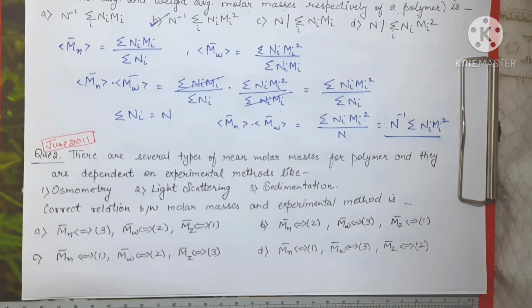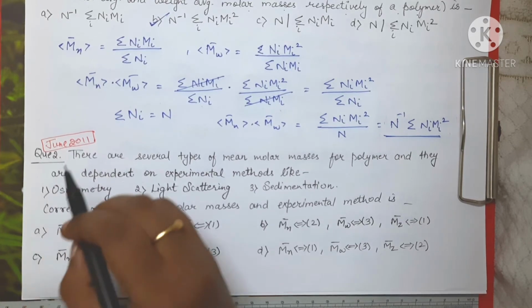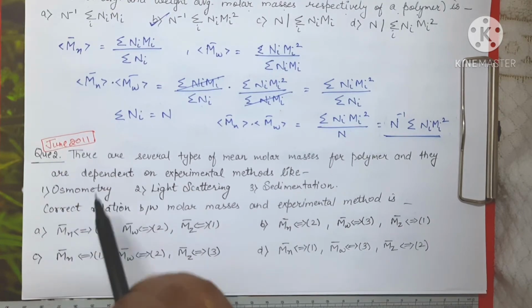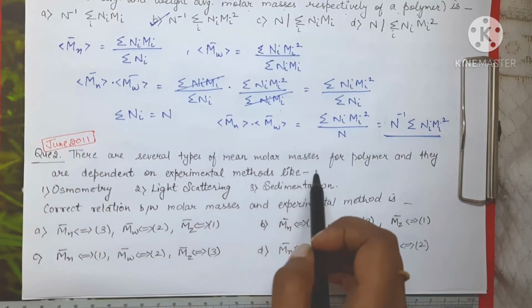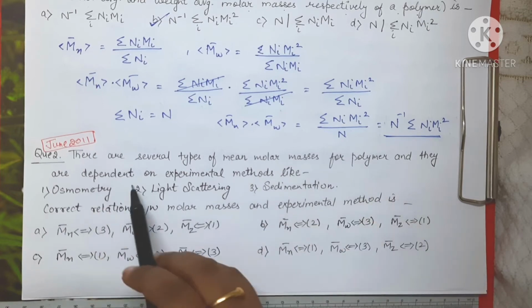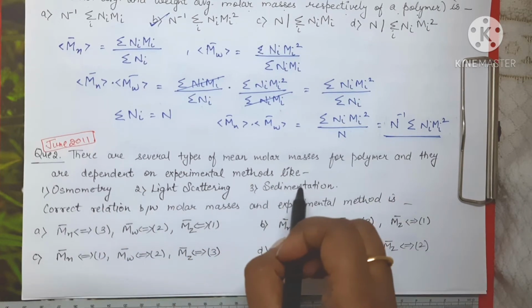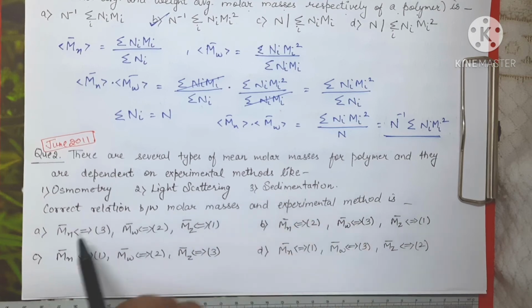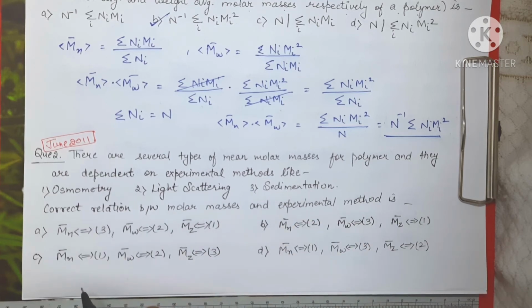So now moving on to the second question. This question was asked in June 2011 exam. It says that there are several types of mean molar masses for polymer and they are dependent on experimental methods like osmometry, light scattering and sedimentation. We have to find out the correct relations.